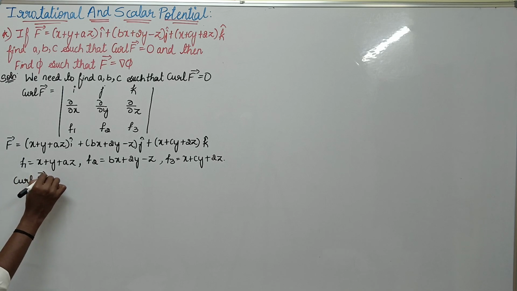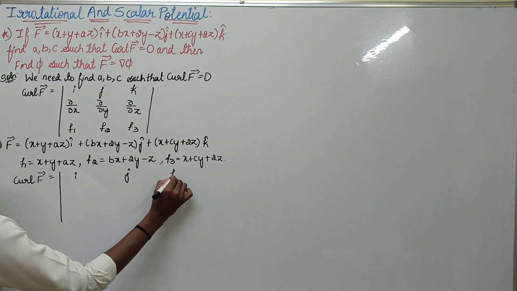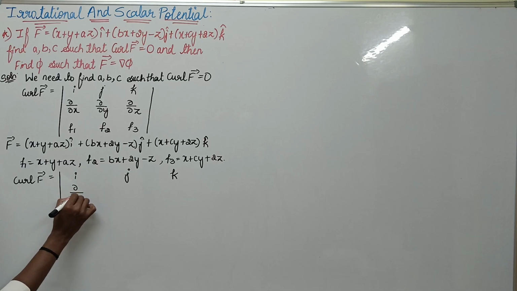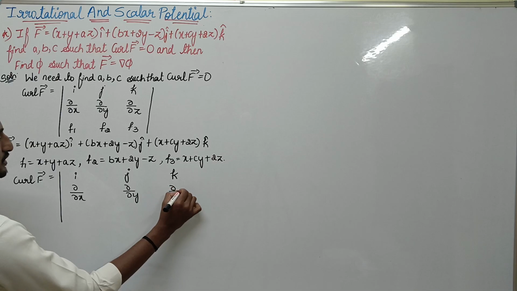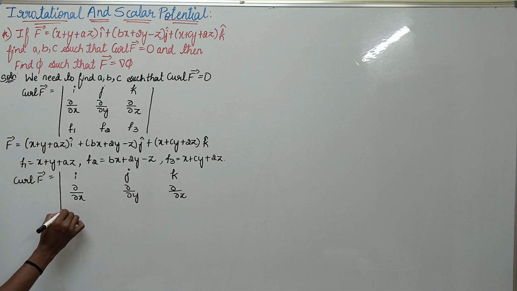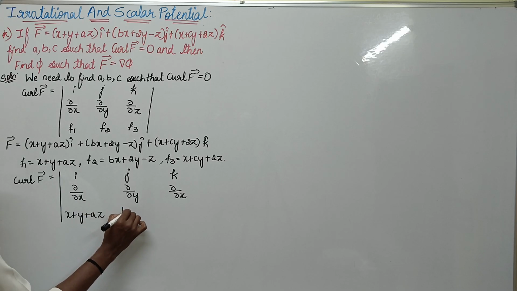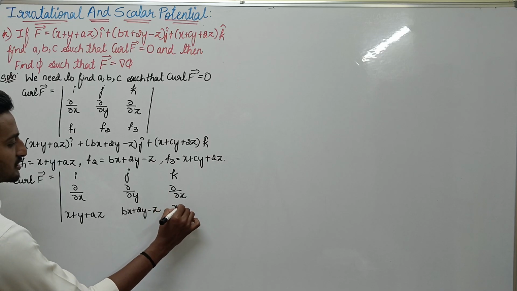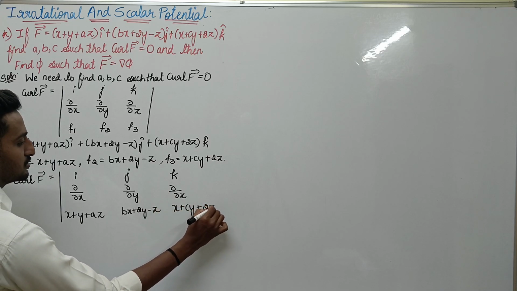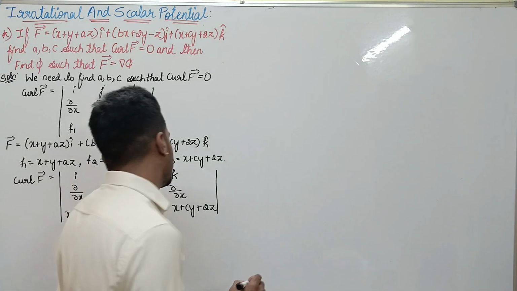Curl vector f is equal to the determinant of i, j, k, then we have the second row, del by del x, del by del y, del by del z. What is F1? We have x plus y plus az. F2 we have bx plus 2y minus z. F3 we have x plus cy plus 2z. Now let us do the determinant expansion.